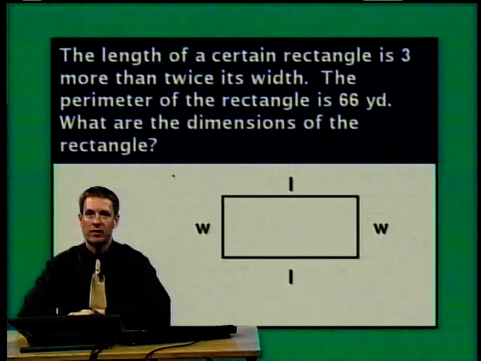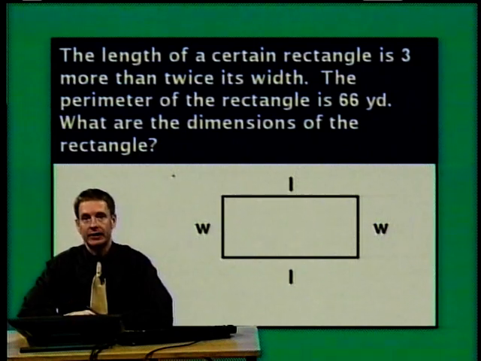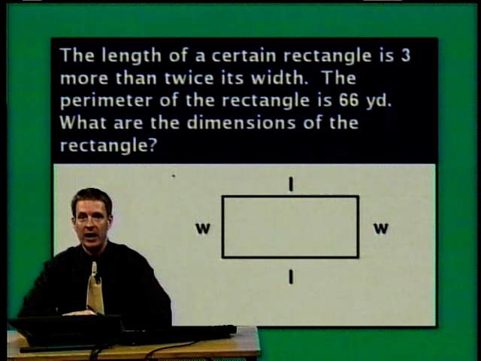Here I've drawn sort of a generic rectangle, and I've labeled the lengths of the sides of the rectangle as L and W. And I'm thinking here L maybe representing length and W representing width. So we have the length and the width of the rectangle.